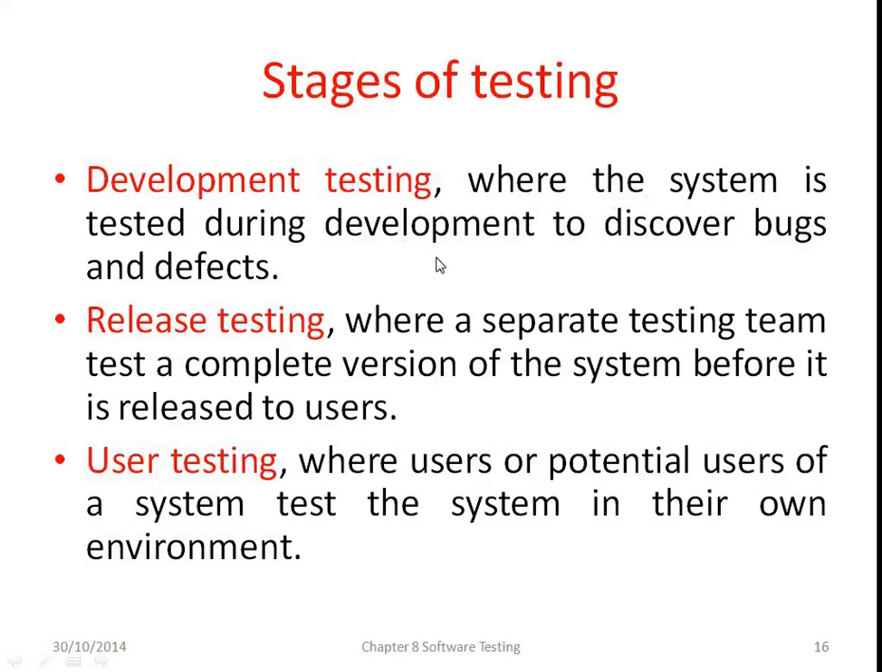At the time of development of the software product, you have to discover the errors and defects in the code. Release testing is where a separate testing team tests a complete version of the system before it is released to the user. User testing is where the user or potential user of the system tests the system in their own environment. By giving inputs, they can check the outputs. So it is called user testing: development testing, release testing, and user testing.